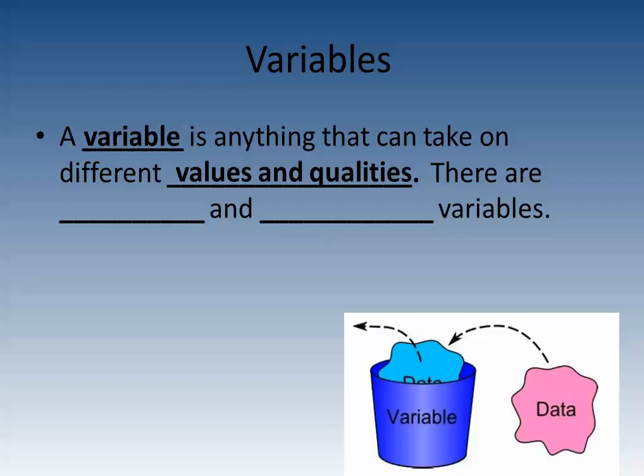So there are dependent variables and independent variables. Now, dependent variables have to rely or depend on something else to be defined. Independent variables can stand by themselves.